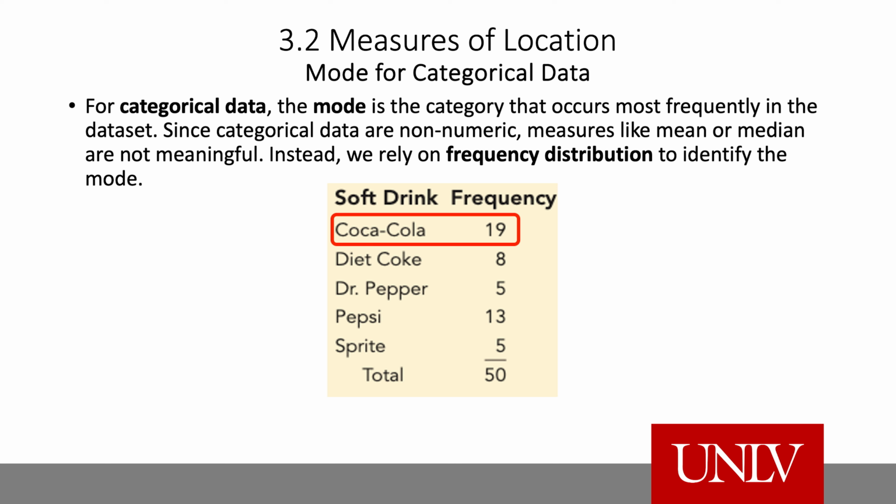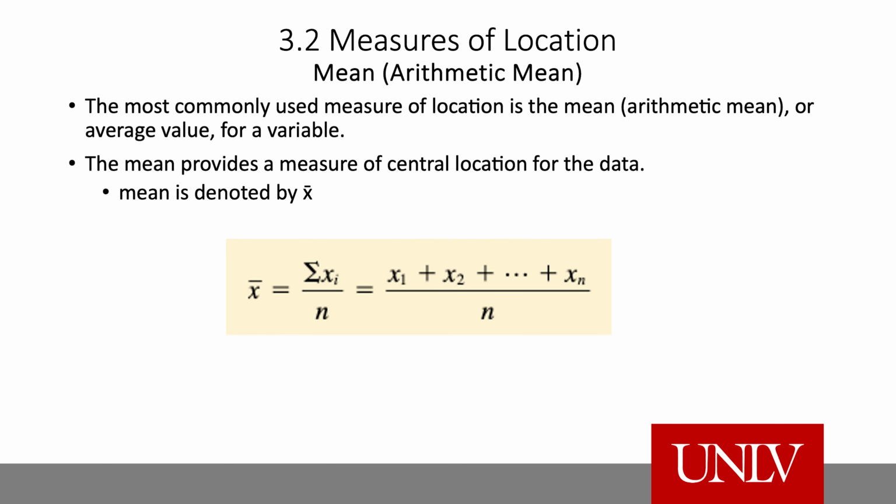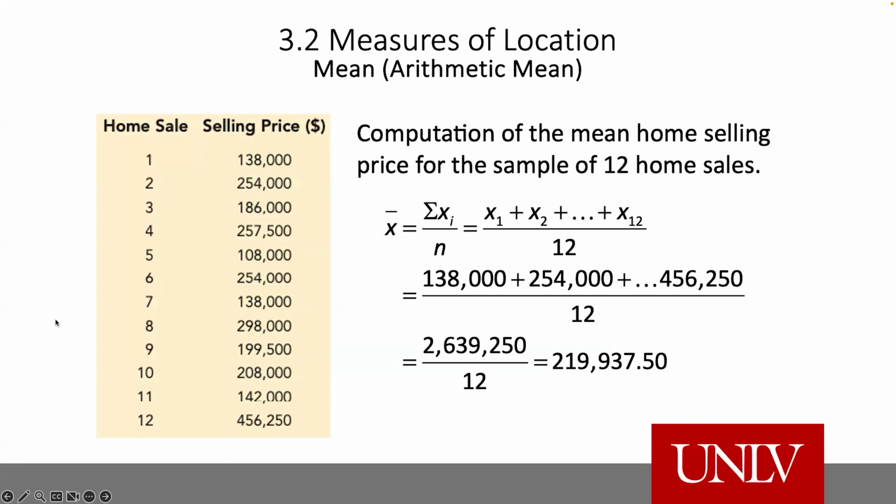So for example, in the frequency distribution of soft drink sales, we see that Coca-Cola has the highest frequency, which is 19. Therefore, the mode of this categorical dataset is Coca-Cola. In quantitative data, the common measures include mean, median, and mode. Mean, also called arithmetic mean, is a measure of central location computed by summing the data values and dividing by the number of observations. For example, here is the home selling price data of 12 home sales.